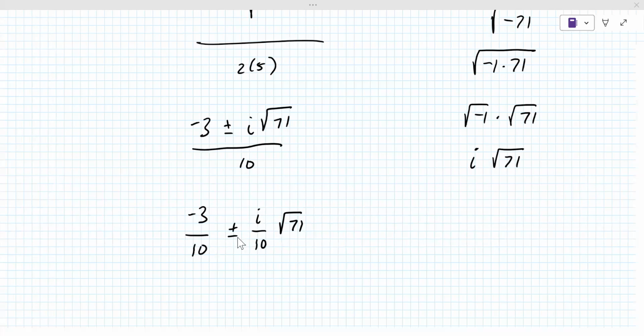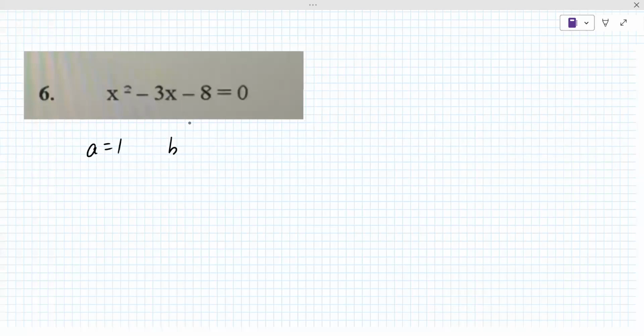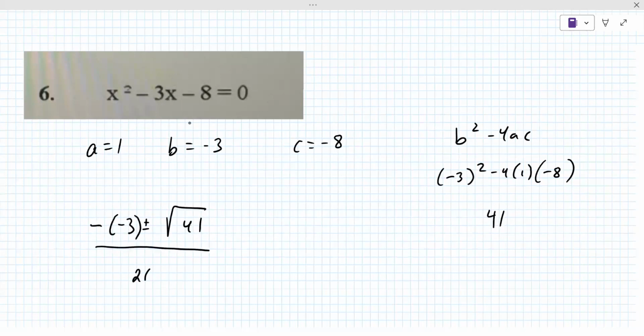Got it. All right. Okay, so we got the last problem here. A is 1, B is minus 3, C is minus 8. B squared minus 4AC is minus 3 squared minus 4 times 1 times minus 8. So this one actually is okay. It ends up being just positive 41. So you have minus minus 3 plus or minus the square root of 41 over 2 times 1.